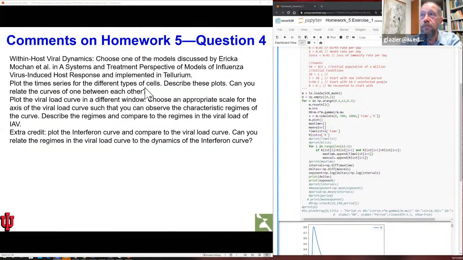and plot the time series, explain what you see, and then see how it compares to influenza. And in the particular case in the last part, it was looking at the role of interferon and how that worked.